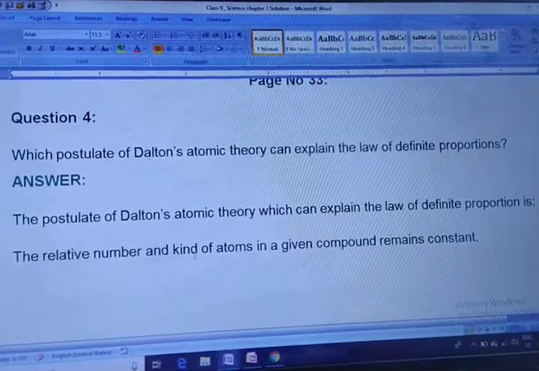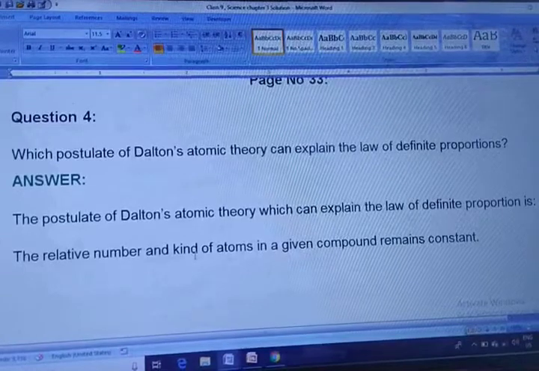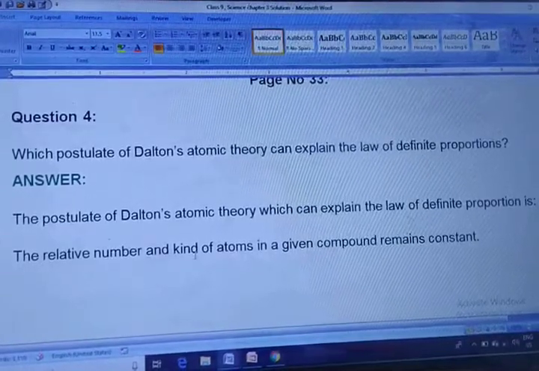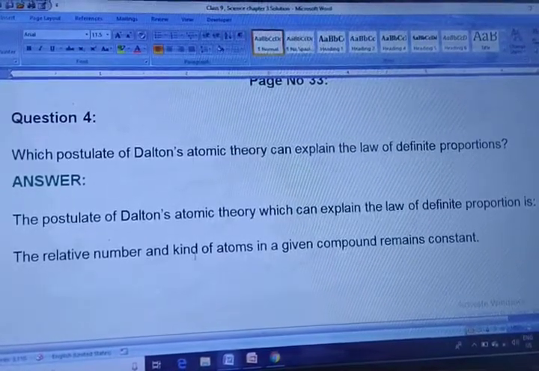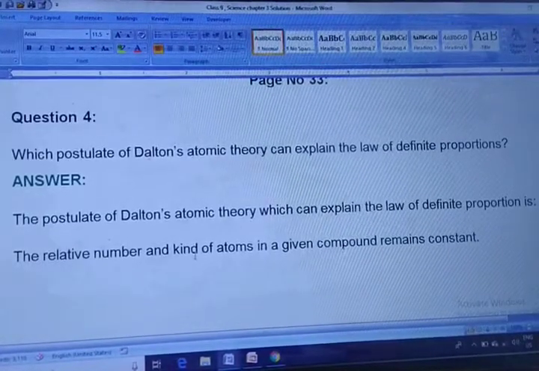Very, very important. So remember, dear students, which postulate of Dalton's atomic theory can explain the law of definite proportion? The relative number and the kind of atoms in a given compound remains constant.